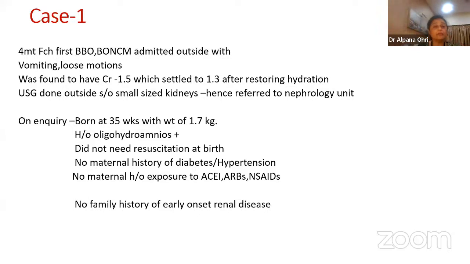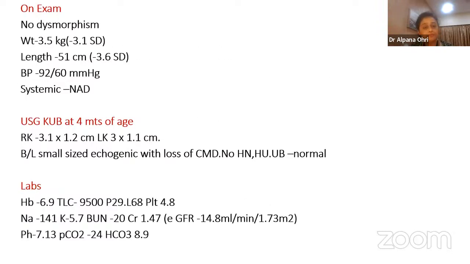On inquiry, the baby had been born at 35 weeks of gestation with a birth weight of 1.7 kg. There was a history of oligohydramnios. The baby did not require resuscitation at birth. Mother had no history of diabetes or hypertension, and there was no history of exposure to ACE inhibitors, ARBs, or NSAIDs. There was no family history of early onset renal disease and no history of recurrent fevers in the index child suggestive of prior UTI.